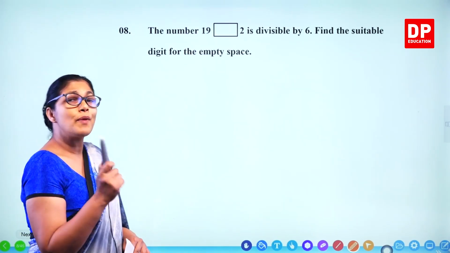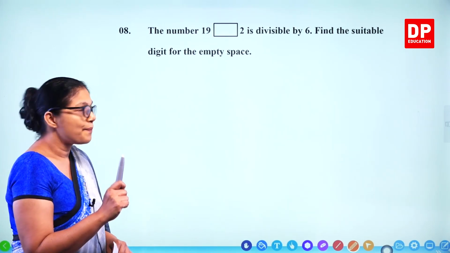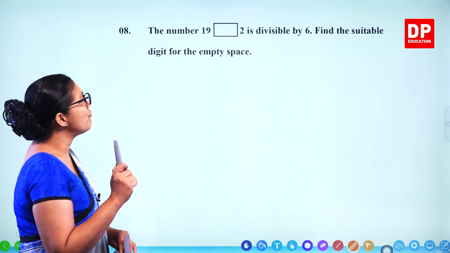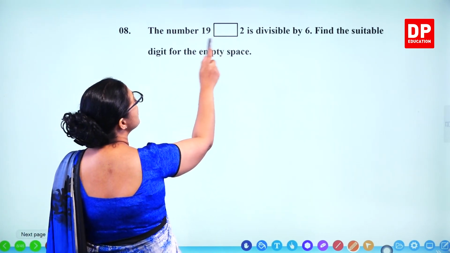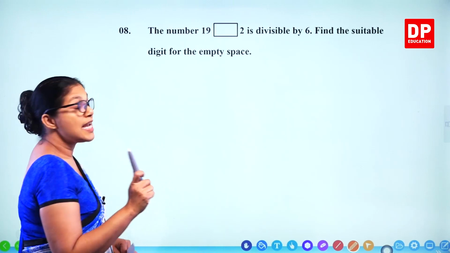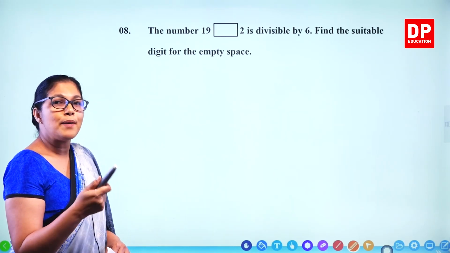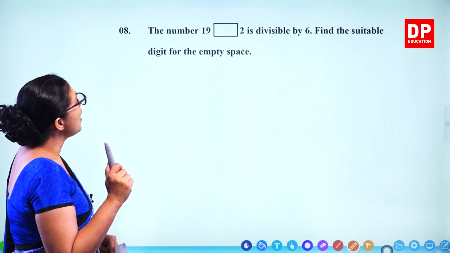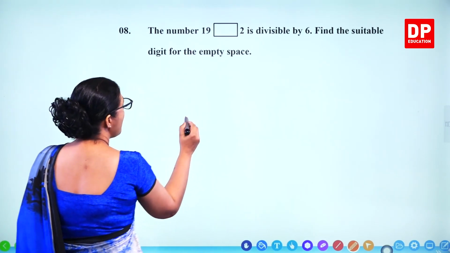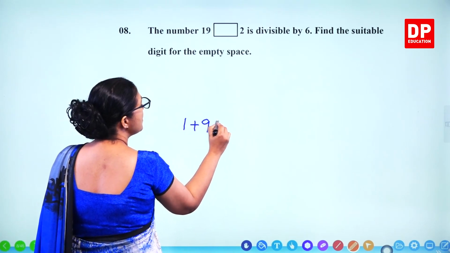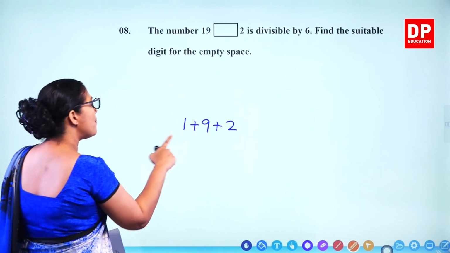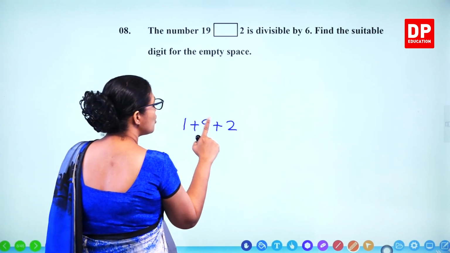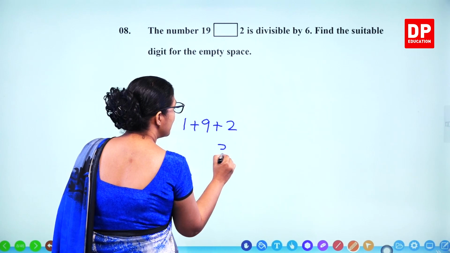Then you have to check whether the number is divisible by 3. How do you decide whether the number is divisible by 3? You have to find out the digital root. If the digital root is a multiple of 3, that means the number is divisible by 3. So how do you find the digital root now? 1 plus 9 plus 2 is there. 9 plus 1, 10. 10 plus 2, 12. 12 means 1 plus 2, 3.